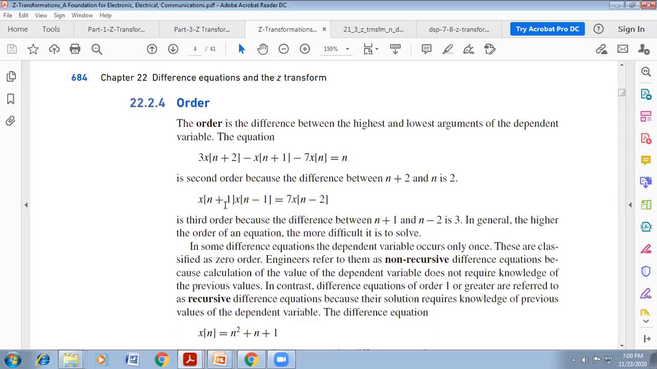And x(n+1) x(n−1) = 7 x(n−2). This is also a difference equation. Arguments means independent variable. The highest independent variable is n plus 1, and the lowest is n minus 2. So the difference, n plus 1 minus n minus 2, is only 3. That means this is a third order difference equation, and higher order difference equations are more difficult to solve. Remember it.